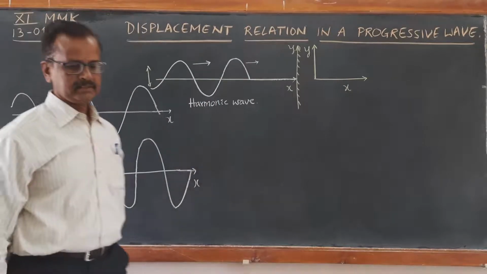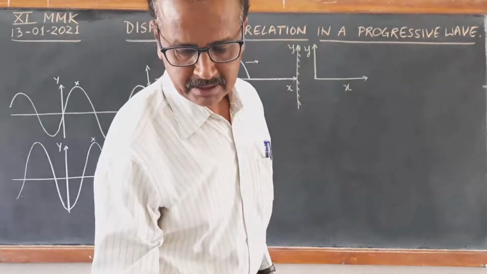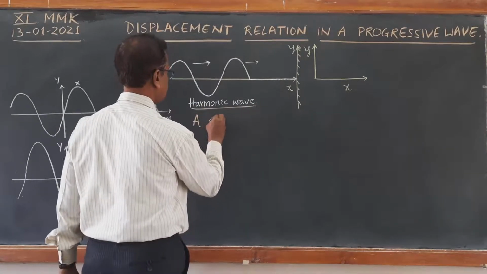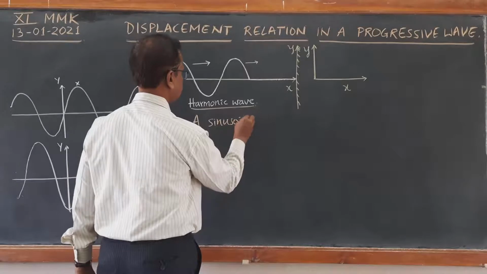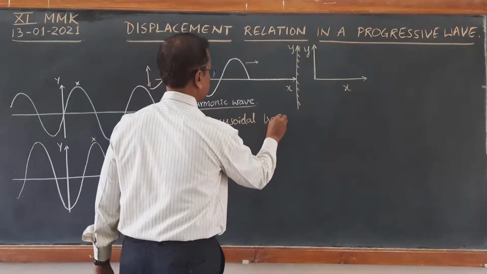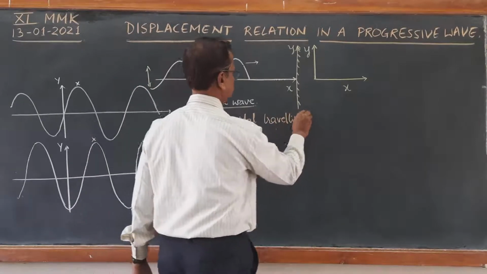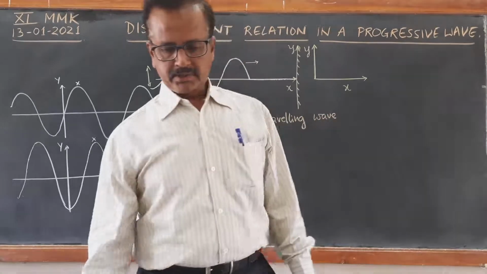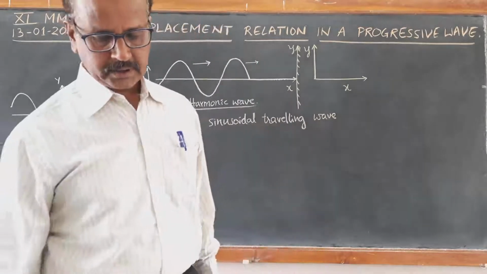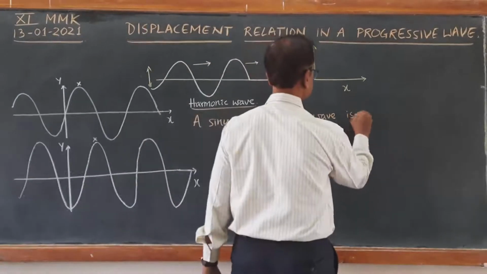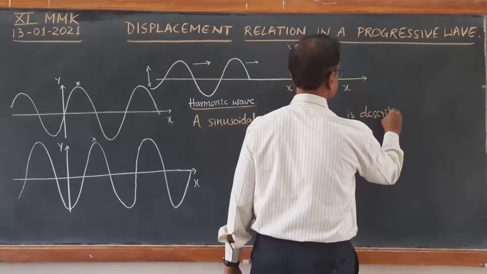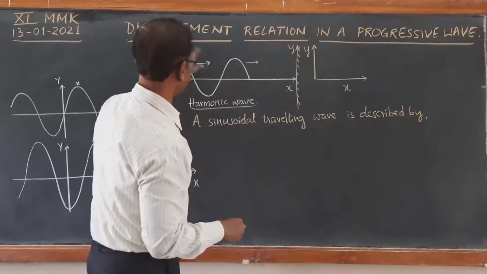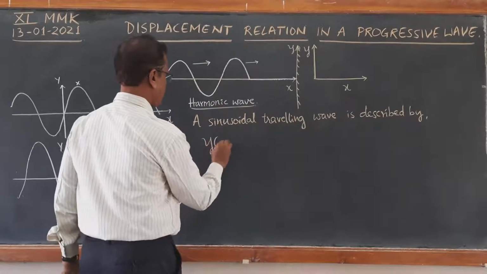So we write a sinusoidal traveling wave. Harmonic wave means a sinusoidal traveling wave. A sinusoidal traveling wave is described by the displacement of these particles, given by y(x,t).